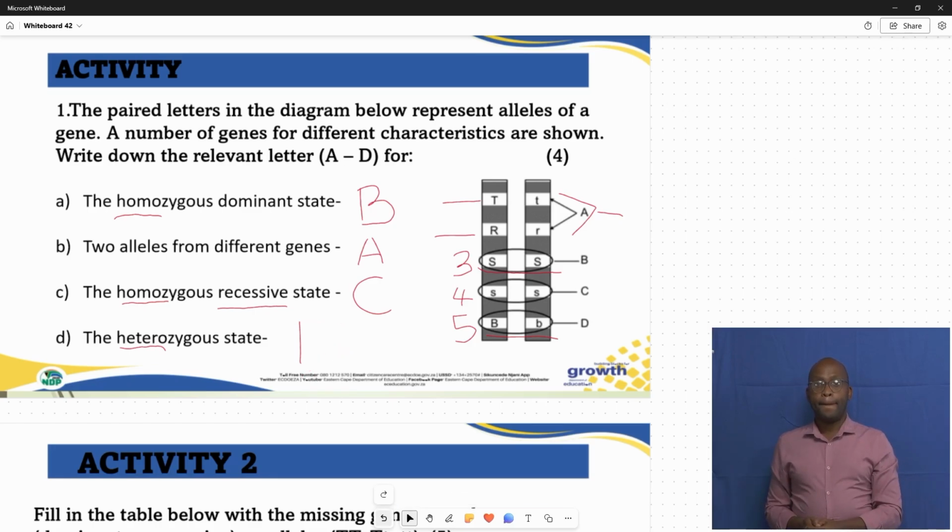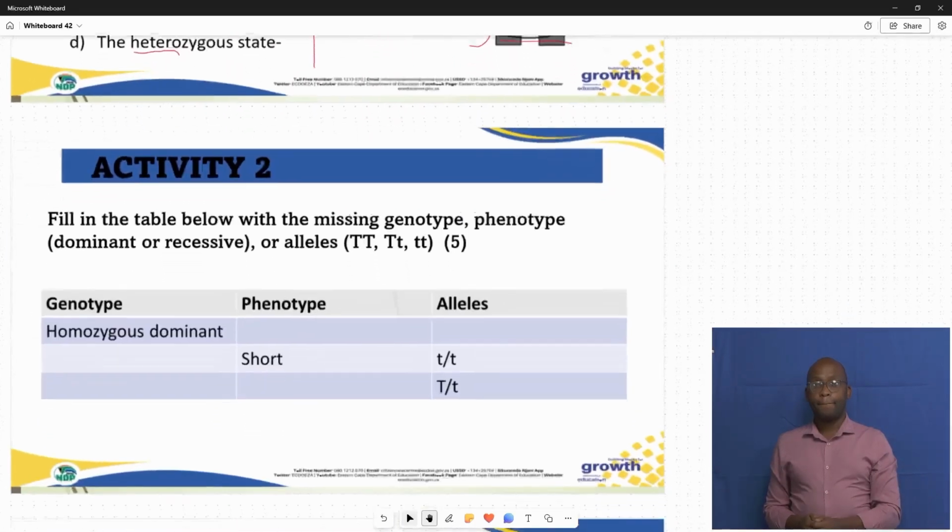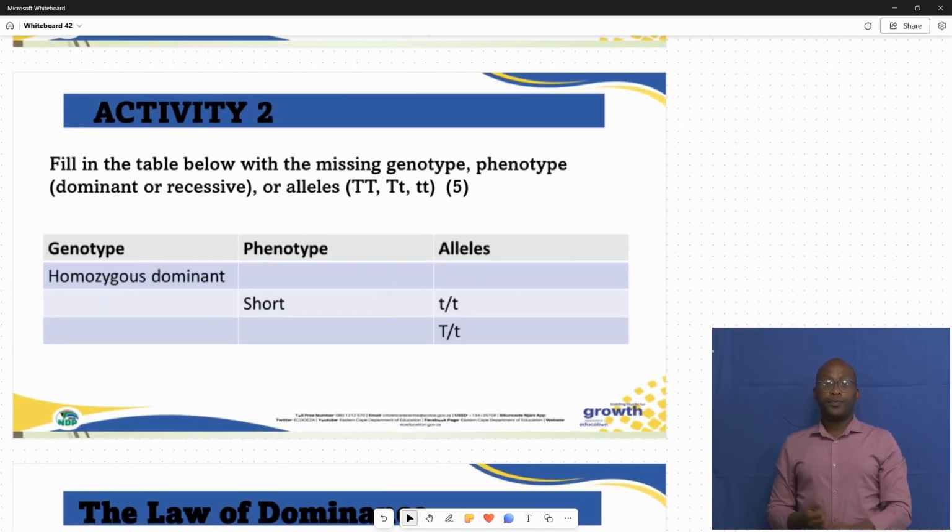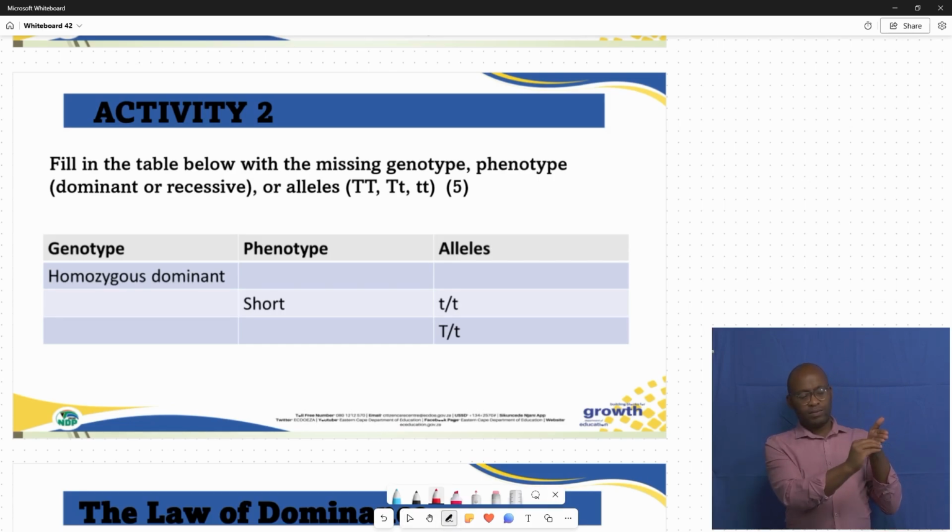Now, let's move on. We have got a second activity here. We have got a table that has got missing genotypes and phenotypes. But before we fill in the missing genotypes and phenotypes, let us see what it is that we have been given. Now, for the first one, we have been told that these are the letters that we should use.